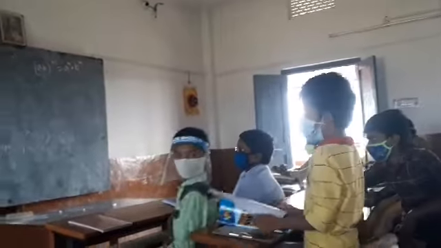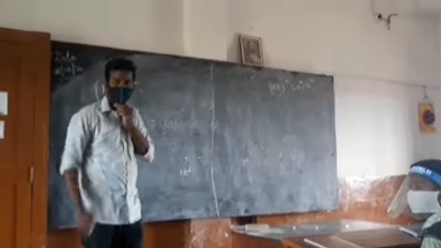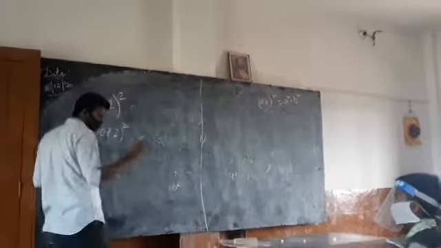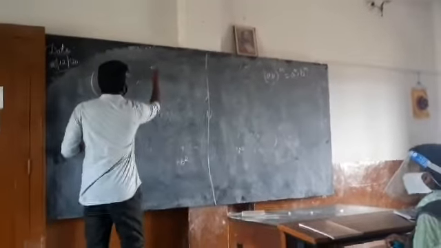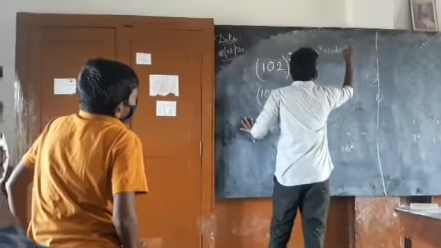A plus b whole square, expanded. We have done that. Let him tell if he remembers, otherwise no problem. A square plus 2ab plus b square. Very good.